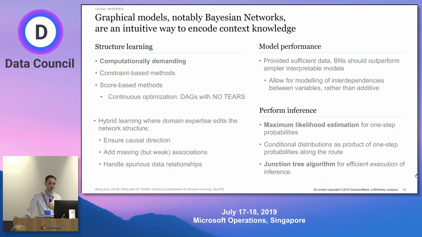So we can essentially query the network. And Judea Pearl came up with a system for also implementing interventions, so performing counterfactuals using Bayesian networks. I'll explain that in a couple of slides.